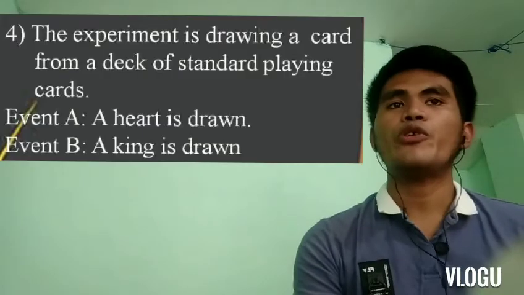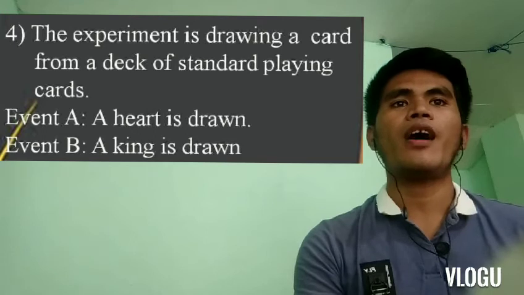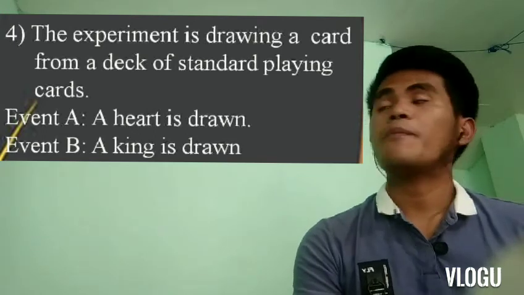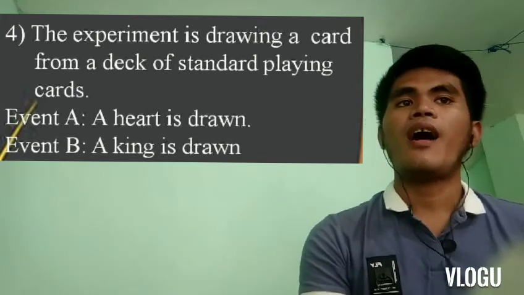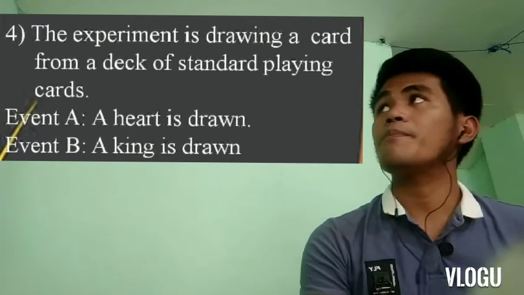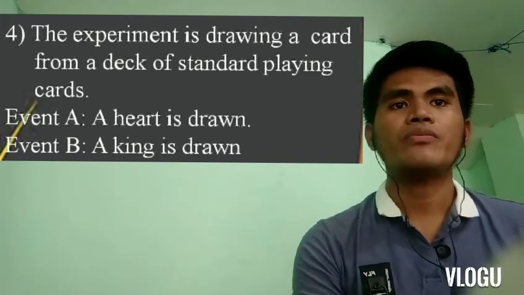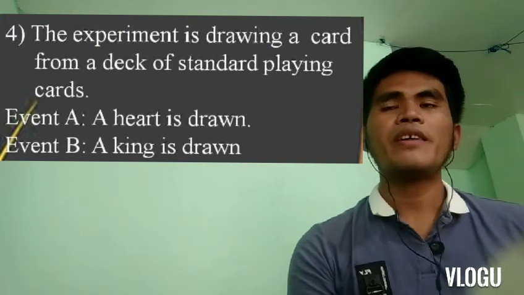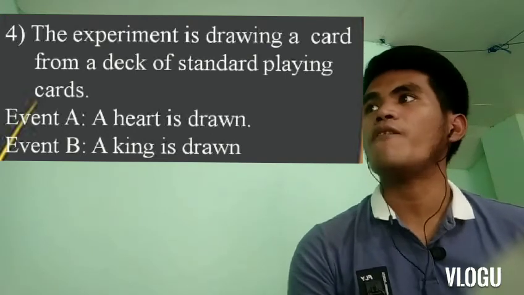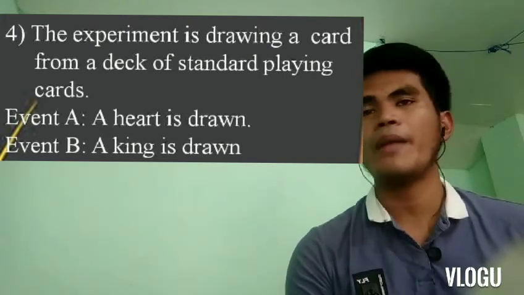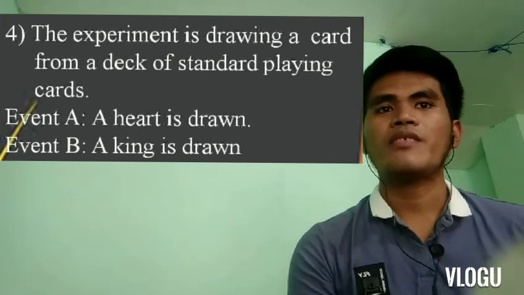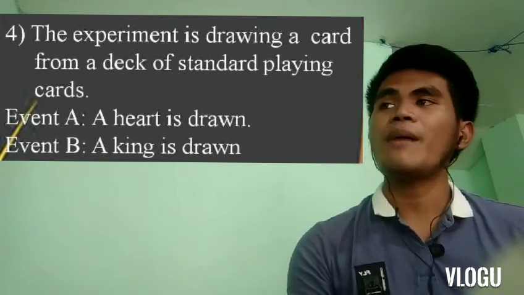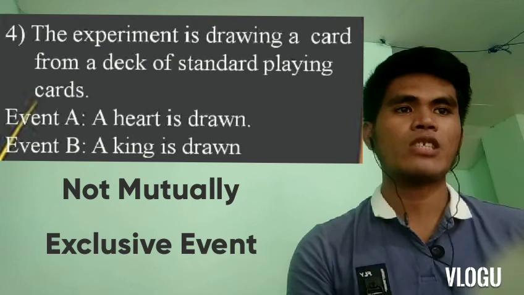For example number 4, the experiment is drawing a card from a deck of standard playing cards. Event A, a heart is drawn. Event B, a king is drawn. Now, the standard deck of playing cards has a king of hearts, so it means both can happen at the same time. So this example is not a mutually exclusive event.